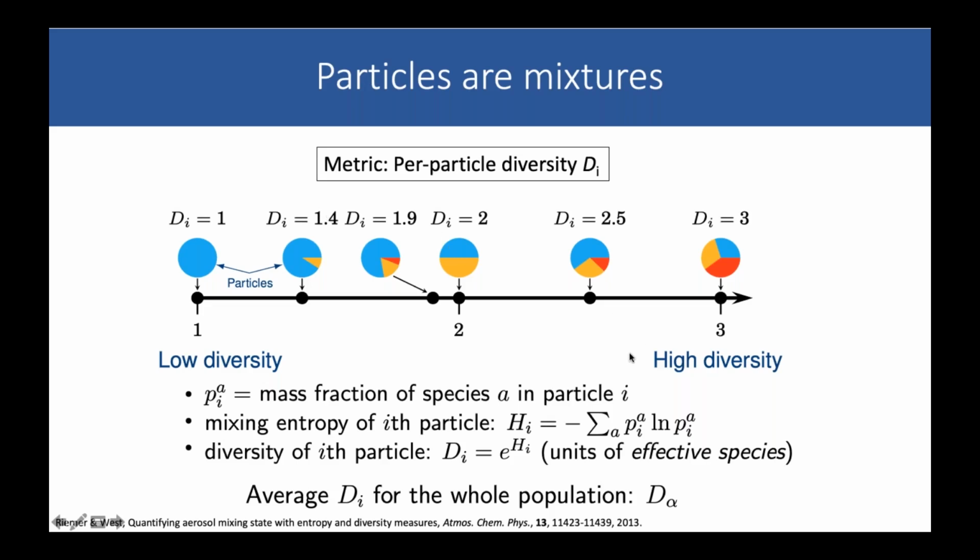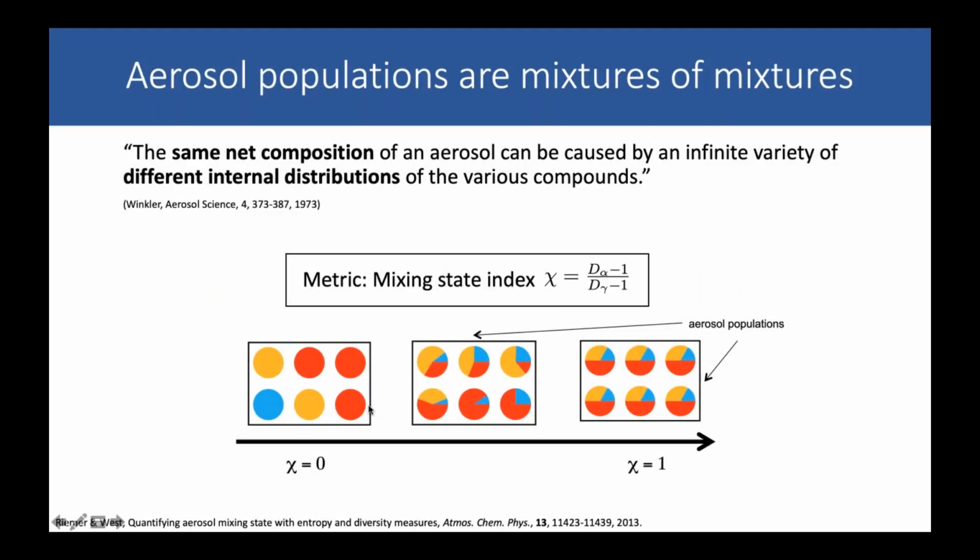And then, if we know mass fractions of individual particles, we can average them over the whole population, which gives us an important metric, and that's this D alpha metric right here. Particles exist in these populations. Another important number to know is not only how complex each individual particle is on average, but also how different particles are from each other. We can combine those two metrics into our so-called mixing state index chi.